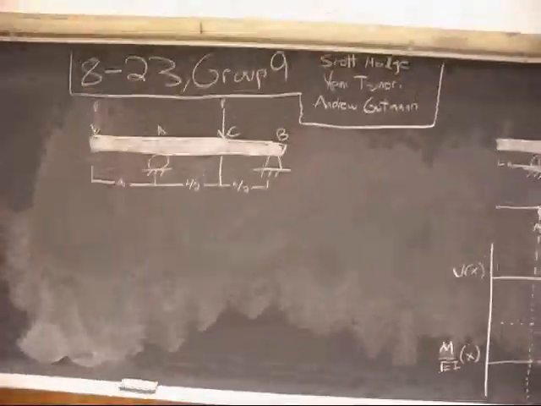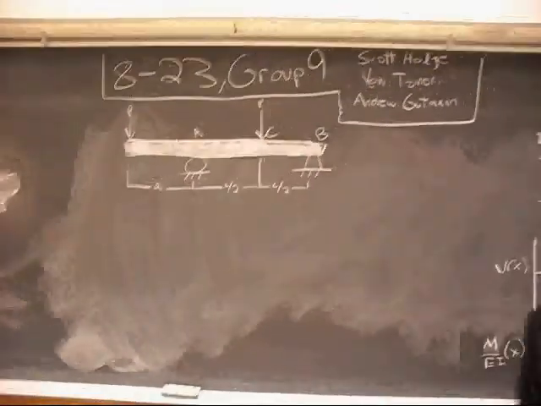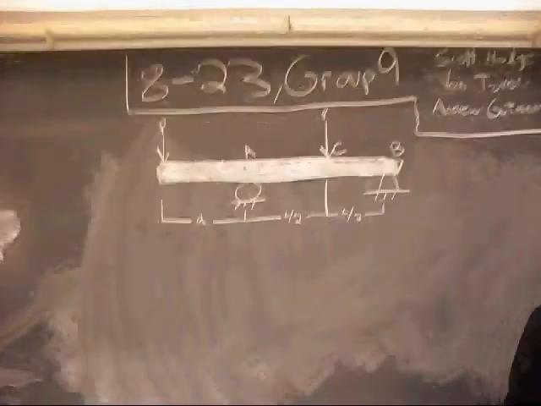Okay, so we are group 9. That's Yemi. He's going to be drawing the solutions on the board. That's Andrew. He's also going to be drawing the solutions on the board. And I'm Scott. So the problem we were doing from the book is 8-23.